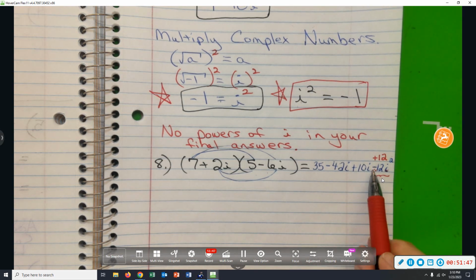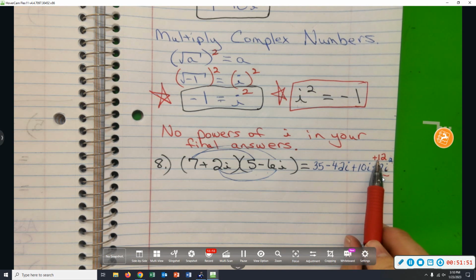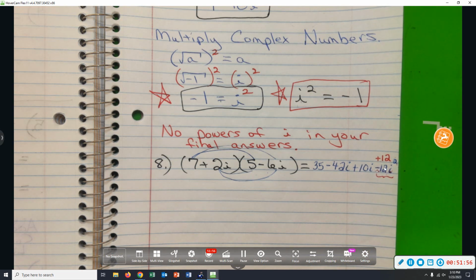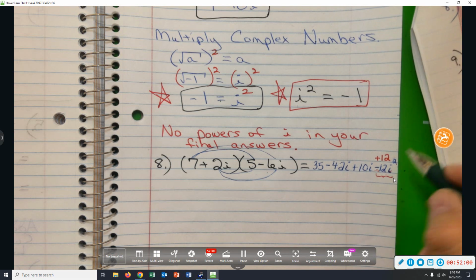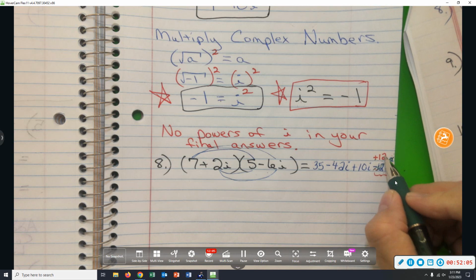So in place of this minus 12i squared, I now just have a plus 12. Scratch out that. The i squared just changes the sign of the number in front of it. See, all of this is gone now, and we just have a plus 12.